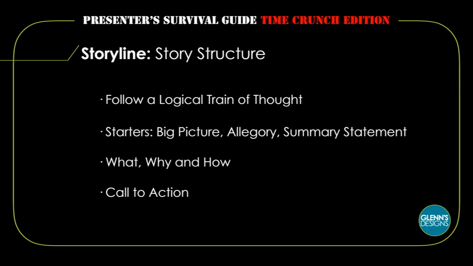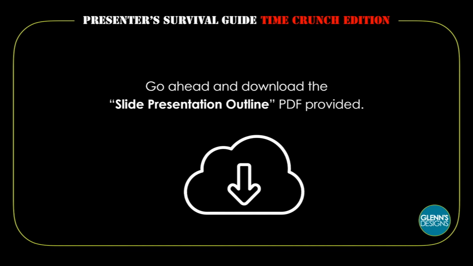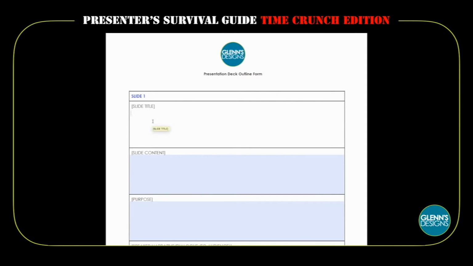And lastly, be sure to have a call to action at the end. In other words, what do you want your audience to do after? Order your book? Do you want them to contact you? What is your call to action? Go ahead and download the slide presentation outline PDF provided and open it in Adobe Acrobat. First, start with entering the words you circled from your short form description into the slide titles section, starting on page 1 of the PDF.